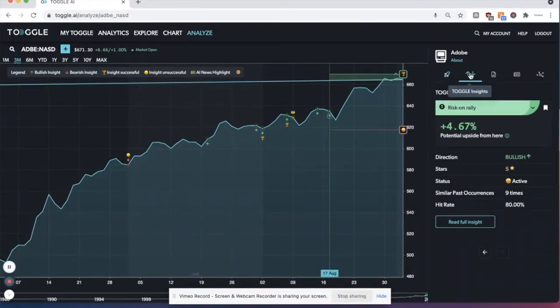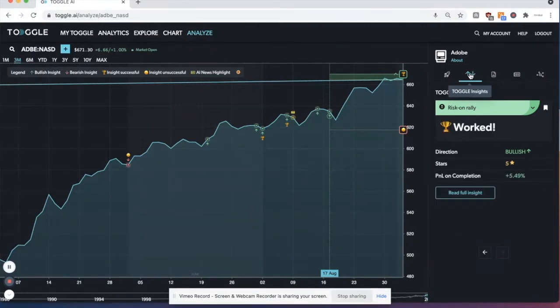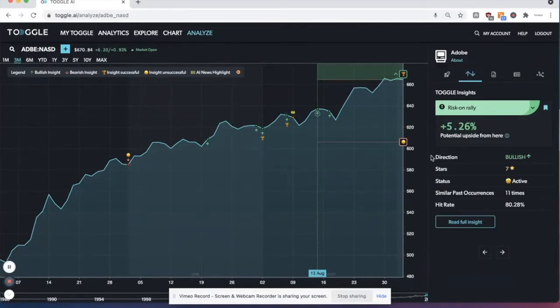Here we have a preview of the insight, the return, direction, status, number of past occurrences, and hit rate. If you want to shuffle between all the insights, you can just use these arrows below. Additionally, you can choose an insight by clicking on one from the graph. By including the insights on the graph, we wanted to really show you what was driving the price action of an asset in a visual and interactive way.